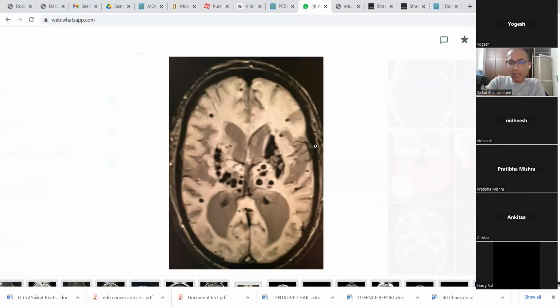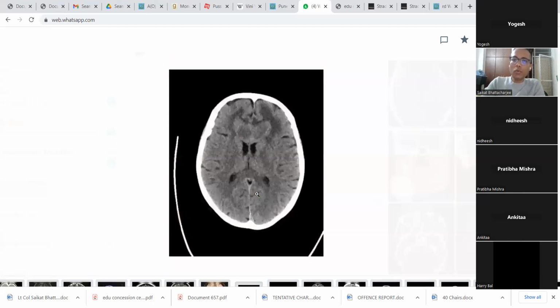So all these are appearances. If you are shown this, you should be able to rattle them out. So this is an SWI image showing blooming. Yes, Nidish?